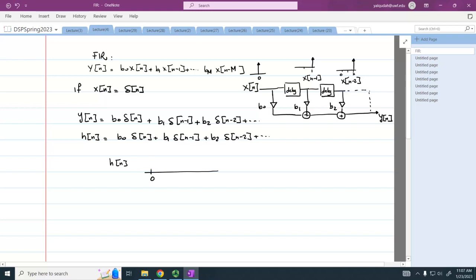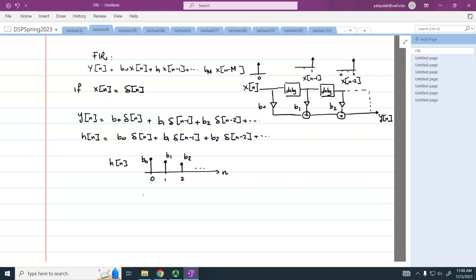At 0, it is B0. At 1, B1. At 2, B2, etc. Is that clear? Any confusion? Yes, no? Clear? Okay.